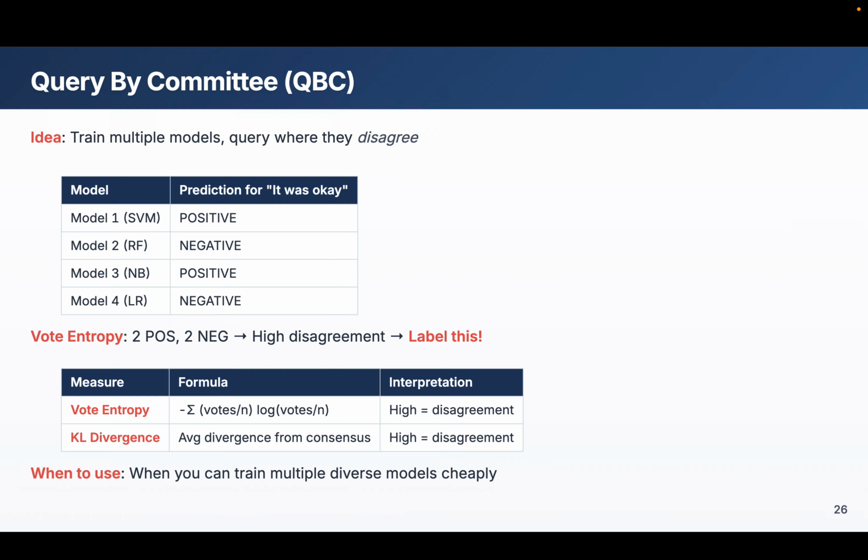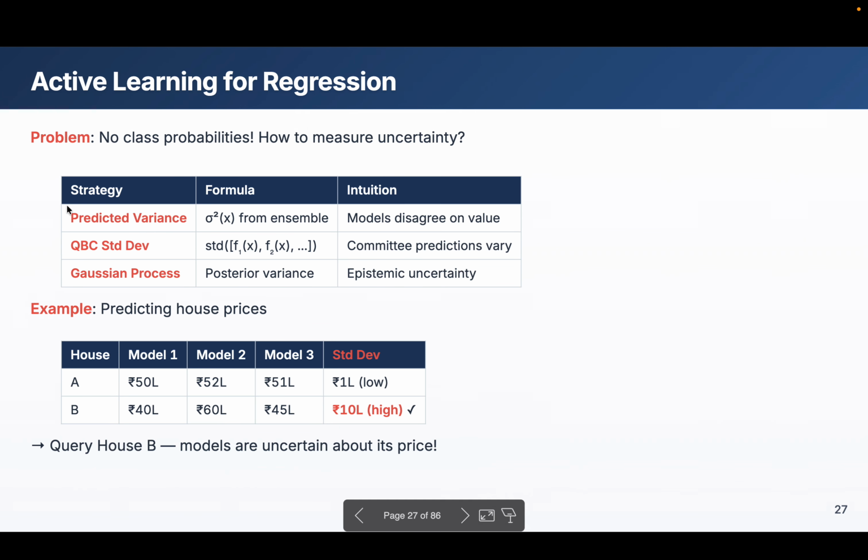Yes. Take an ensemble of multiple models and then just look at the standard deviation. Okay, good. One of the trivial ways to do that is to create a committee there also. You have model 1, model 2, model 3. So model 1 says this house should be 40 lakh, model 2 says 60 lakh, model 3 says 45 lakh. You can see a lot of uncertainty in this. Whereas for house A, 50 lakh, 52 lakh, 51 lakh, a very small standard deviation. So therefore, we should probably be getting this example labeled by the human. That is QBC, query by committee, with standard deviation.